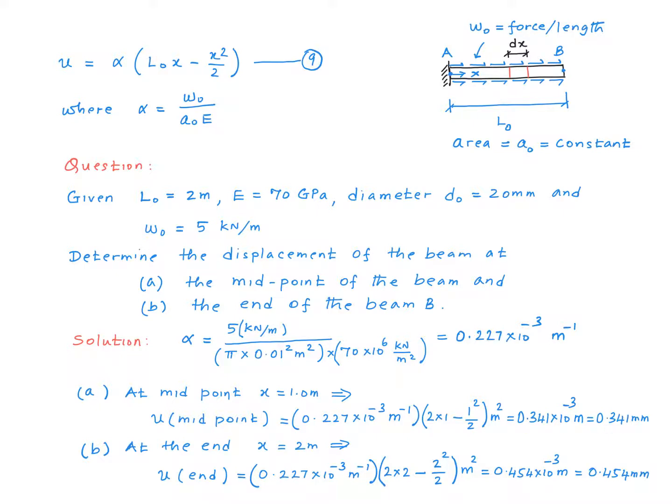Now you simply substitute these numbers into equation number 9, and I get these values. I get a value of 0.341 times 10 to the minus 3 meters for the displacement of the midpoint. Since this number is so small, it'll be convenient for us to express this as a millimeter. So that'll be 0.341 millimeters. And at the end, we get 0.454 millimeters.